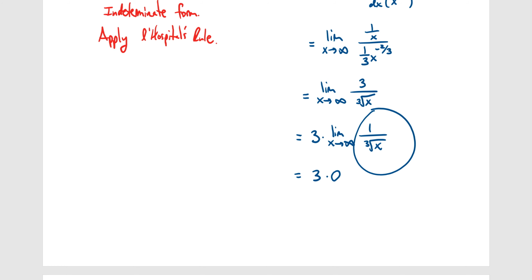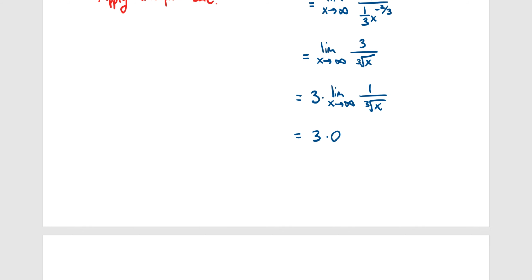Right? So if we had this function, 1 over the cube root of x, as x gets larger and larger and larger, that fraction is going to get smaller and smaller and smaller. It's going to approach 0. So this limit actually equals 0.